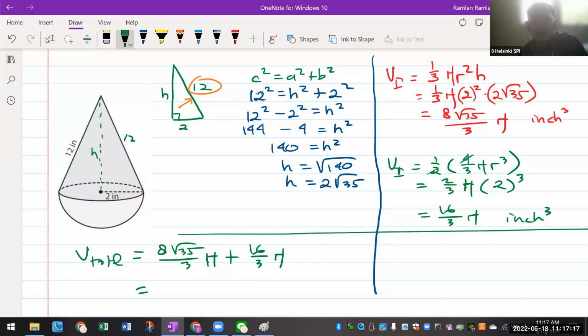Okay, in my calculator, I get 66.3175941. If I round this up to one decimal place, that will be 66.3, in inches cubed. Okay, so I see that.